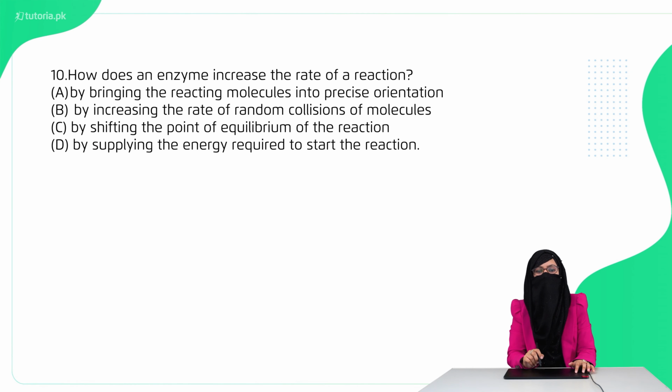Question 10 है: how does an enzyme increase the rate of reaction? Option A, by bringing the reacting molecules into precise orientation; by increasing the rate of random collision of molecules; by shifting the point of equilibrium; or by supplying the energy required to start the reaction. The right option है option D, by supplying the energy.